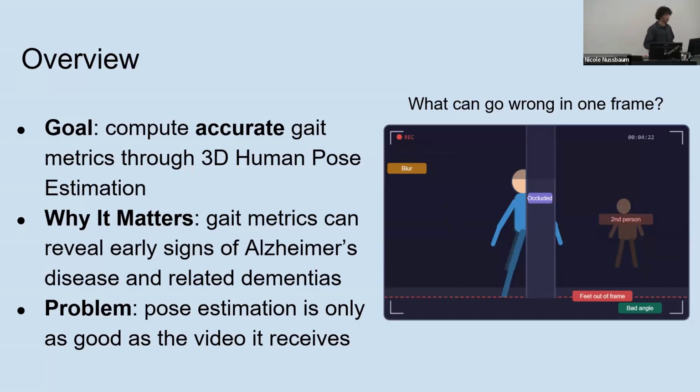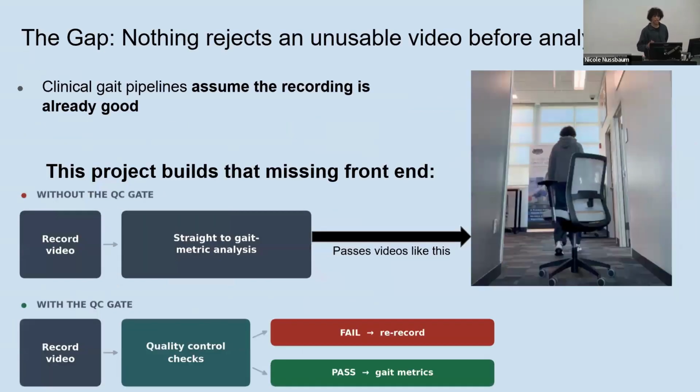However, we do run into a problem, and it's that pose estimation is only as good as the video that it receives. So we can see what can actually go wrong in a given frame. On the image on the right here, we have a person who is being occluded by a pole. There are so many other things that can go wrong. The frame itself can be blurry. There can be a second person in the frame. Our feet can be out of the frame. And there are so many things, and that is actually the gap.